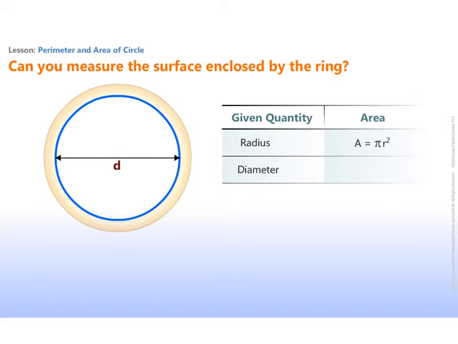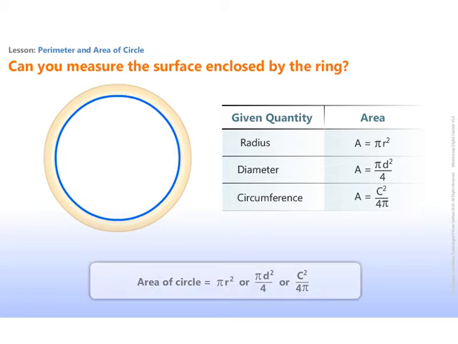But if the diameter were known, then area is calculated using the formula A is equal to pi into d square divided by 4. Else, if the circumference were known, then area is calculated using the formula A equals C square divided by 4 pi. Hence, area of a circle is pi r square or pi d square by 4.